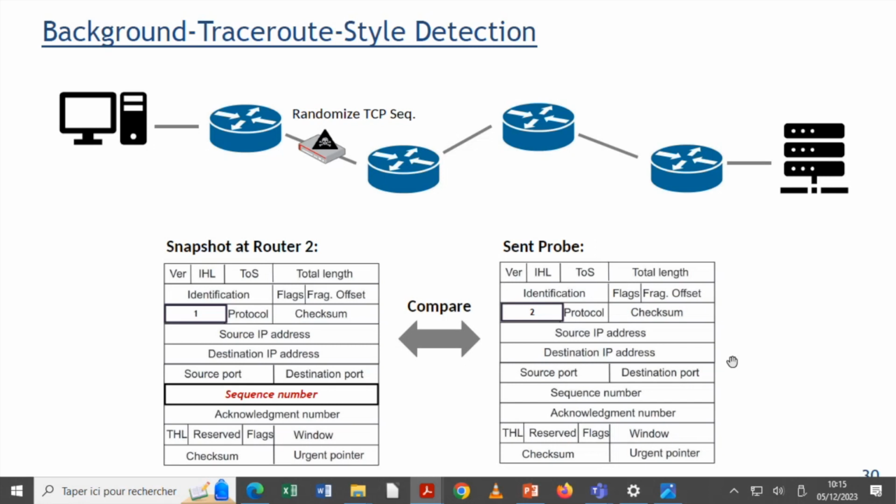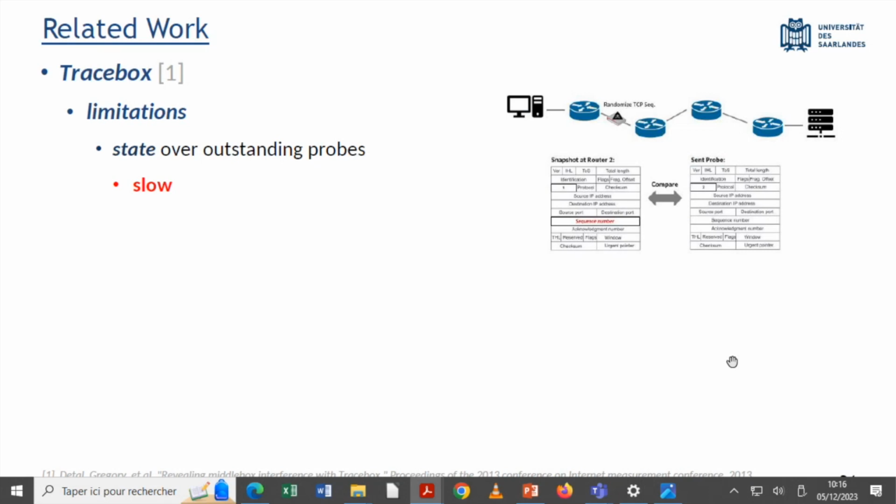And then Tracebox can simply perform a field-by-field comparison to basically detect what interference has taken place. Now, all this is very nice, but Tracebox and this style of detection doesn't really come without its limitations. The major issue with this style of detection is that it maintains state. Tracebox maintains state over outstanding probes. In fact, it sends the next probe only after the response to the previous one has been received. This obviously makes the tool quite slow.